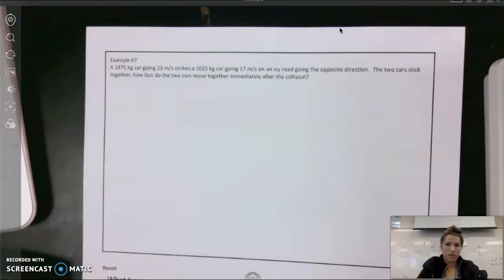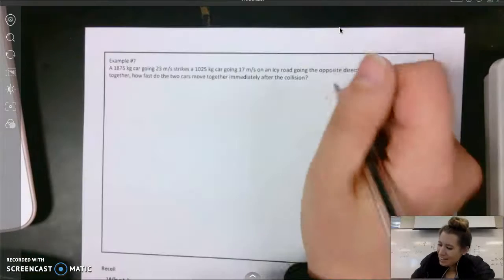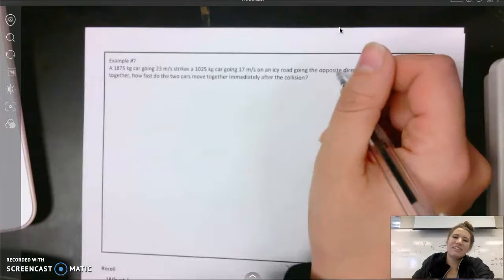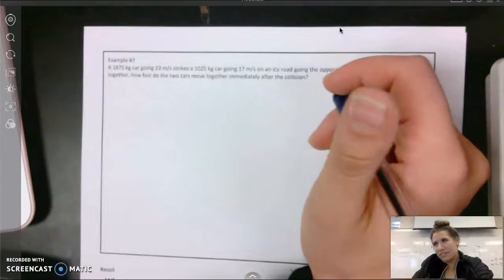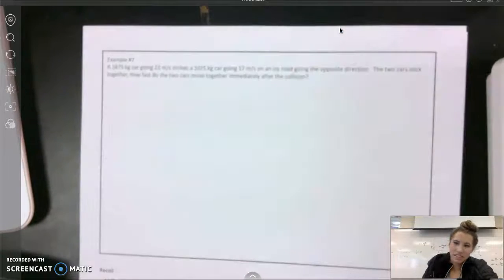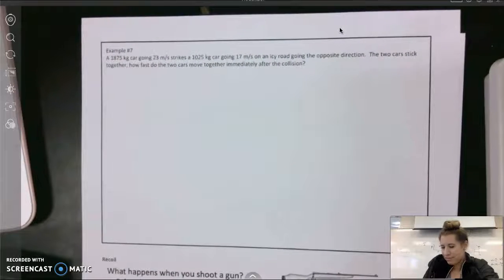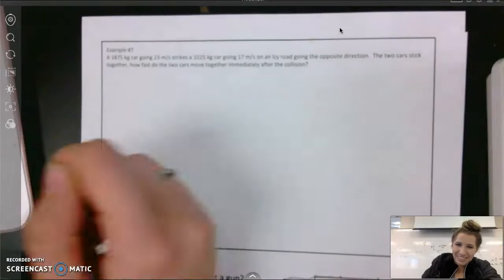Oh, opposite directions. Now they're going opposite directions. Instead of them going the same direction, like rear end going the same direction, they're going opposite. And then they stick together. Okay, that works. So let's check that out.